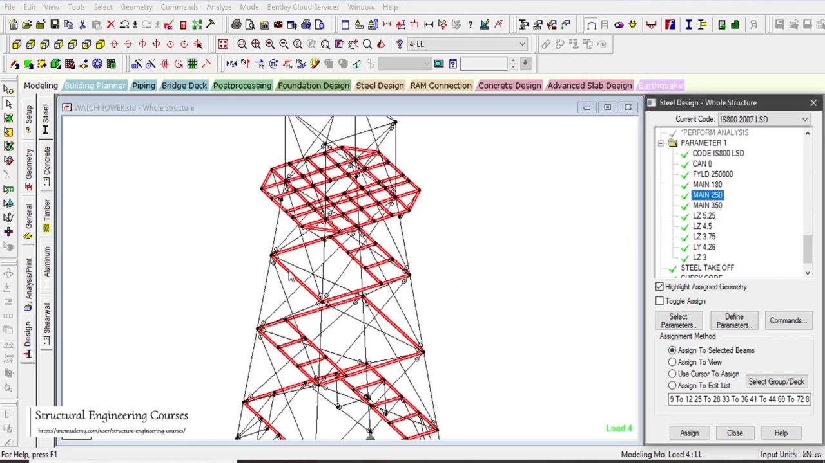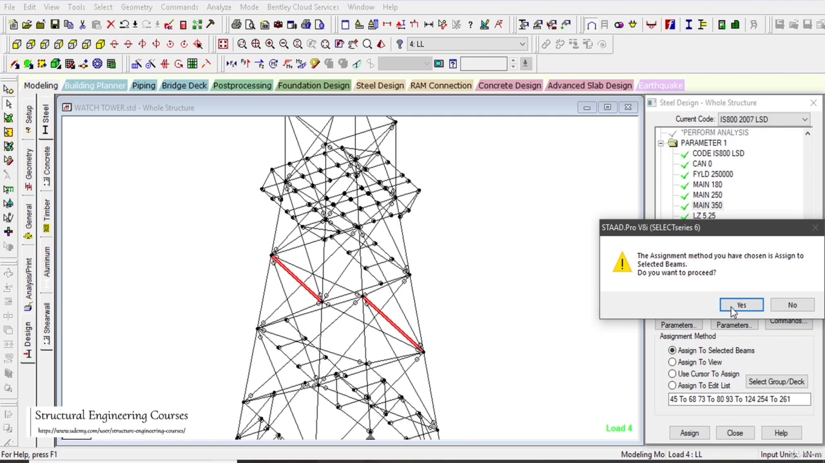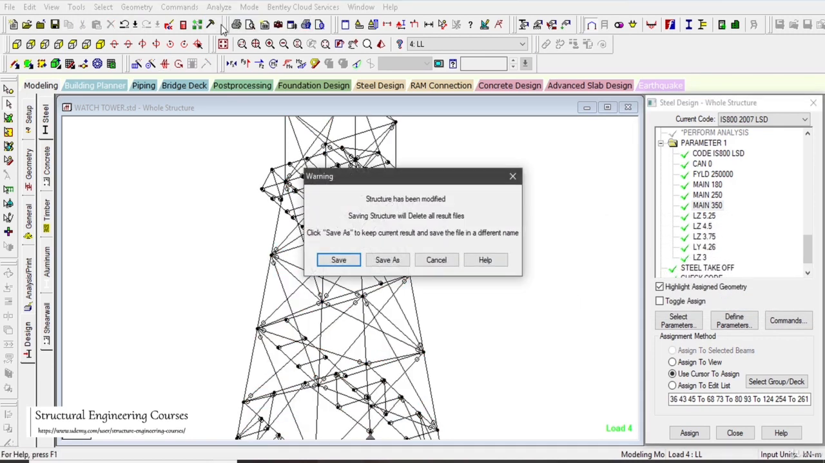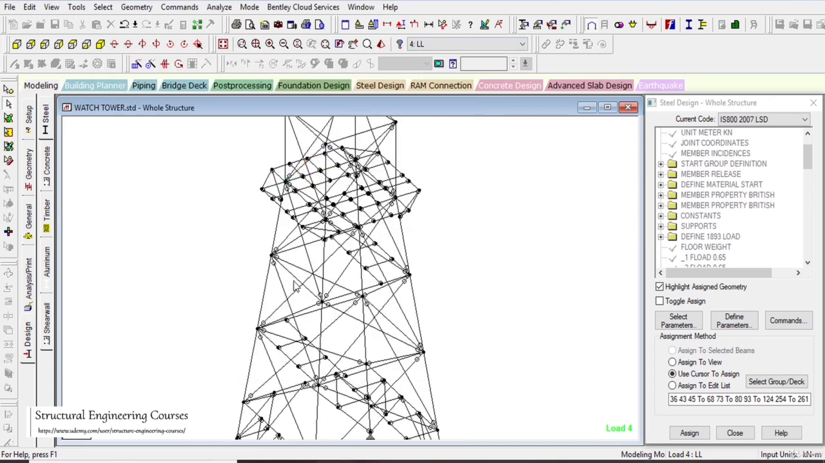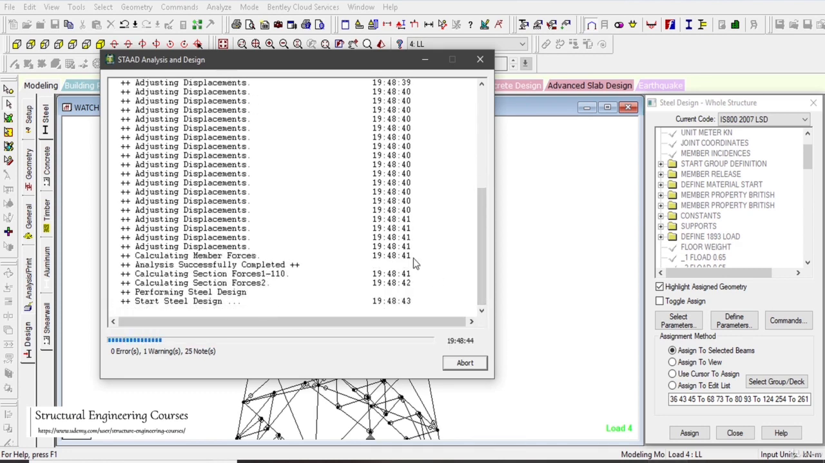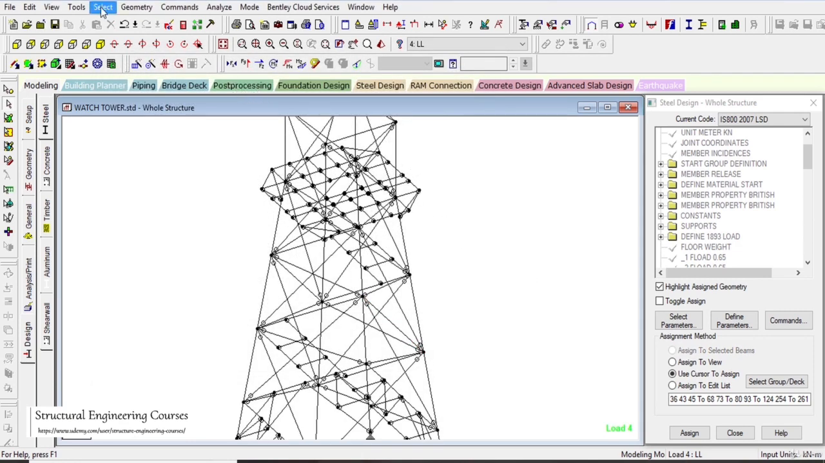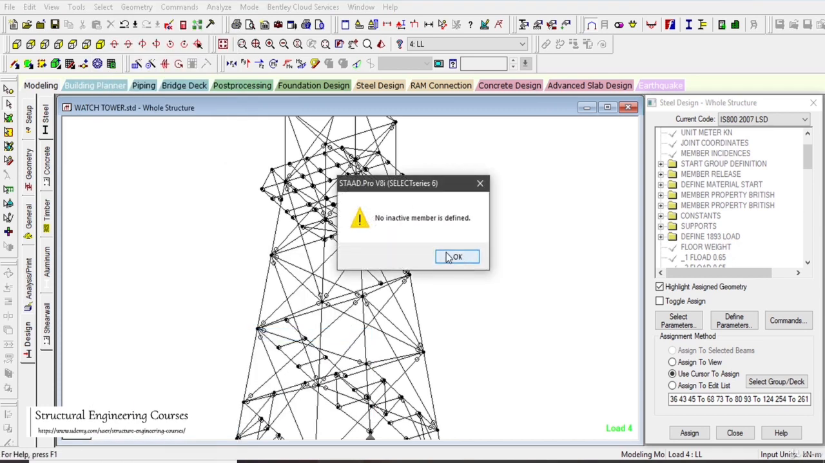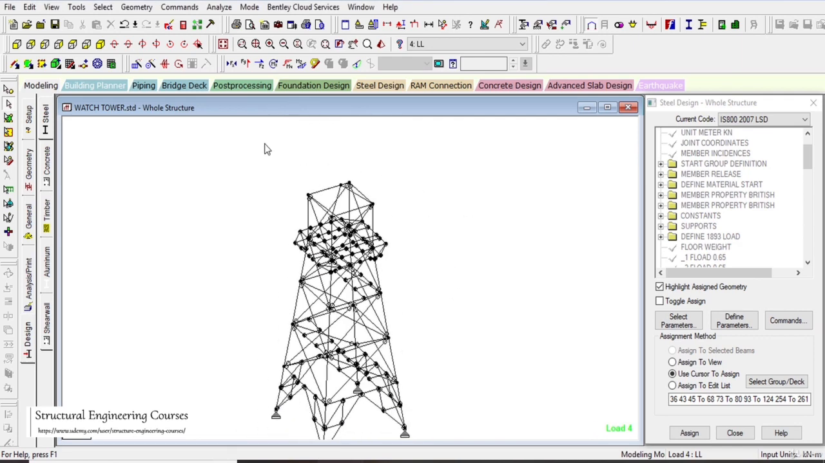initially they were assigned 250 slenderness, but we can toggle the sign and select -350 for these two members here. And now in the next run you shall see that these members get passed in slenderness, because we are allowing high slenderness for these members. So we can go to select by specifications and all failed beams. So we can see that now the whole structure is passed.